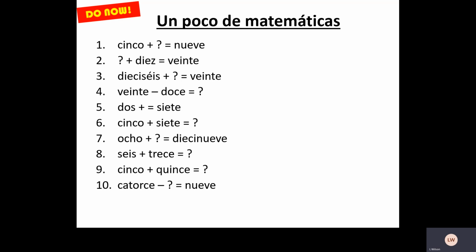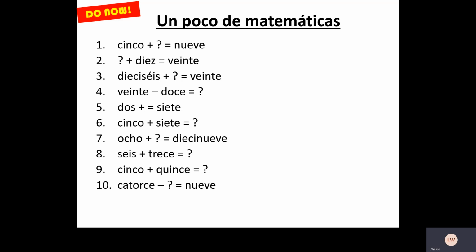Bueno, vamos a hacer las respuestas. So we should have, para número 1, 5 más 4 son 9. So, número 1, 4. Número 2, 10 más 10 son 20. Número 2, 10. Número 3, 16 más 4 son 20. So, entonces, número 3 es 4.